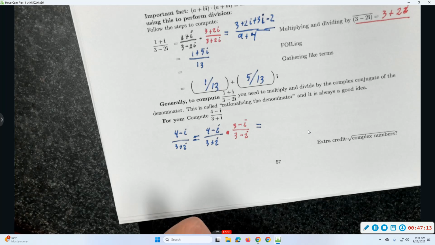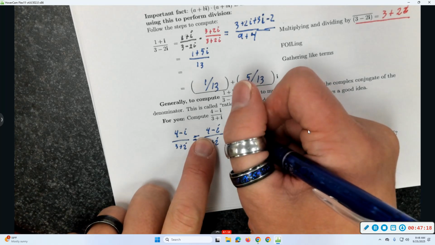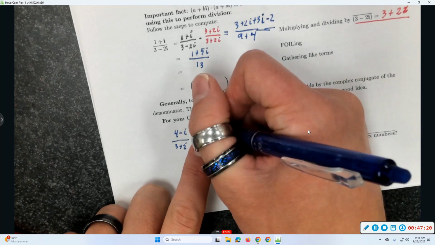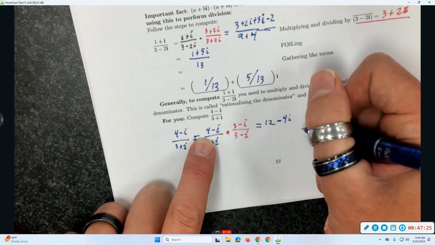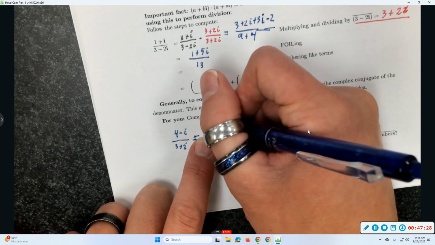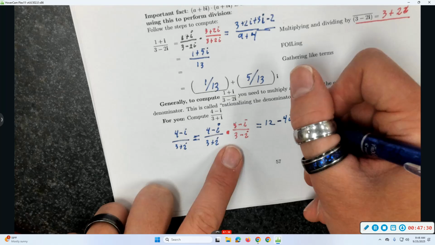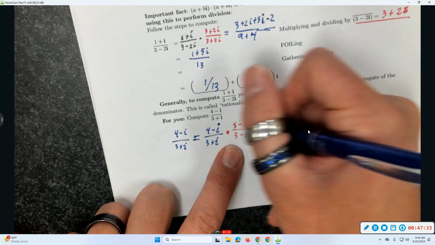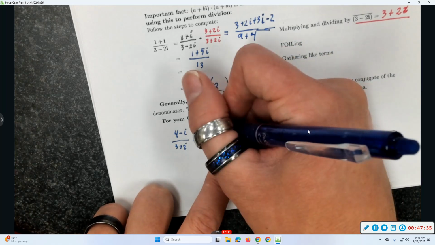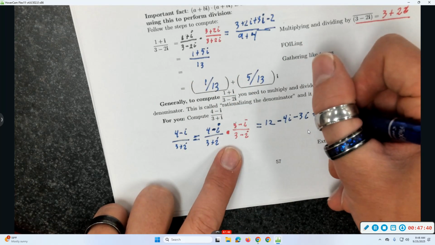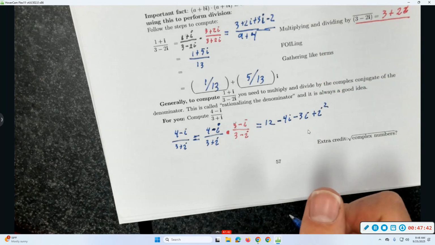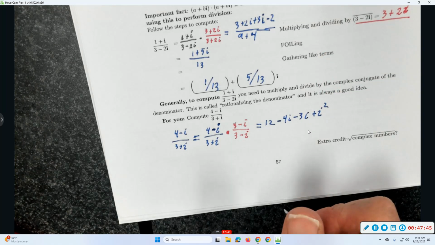So I guess start by FOILing out the numerator. 4 times 3 is 12. Outside, 4 times minus i is minus 4i. Inside, minus i times 3 is minus 3i. Well, gosh, there are too many negative signs, so that's too many things to do at once. Double negative will become a positive i squared. Did I screw anything up yet? Things look okay? All right.